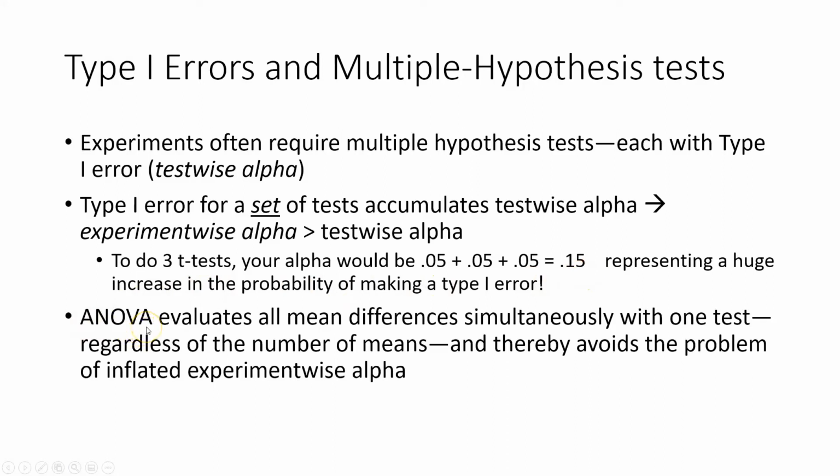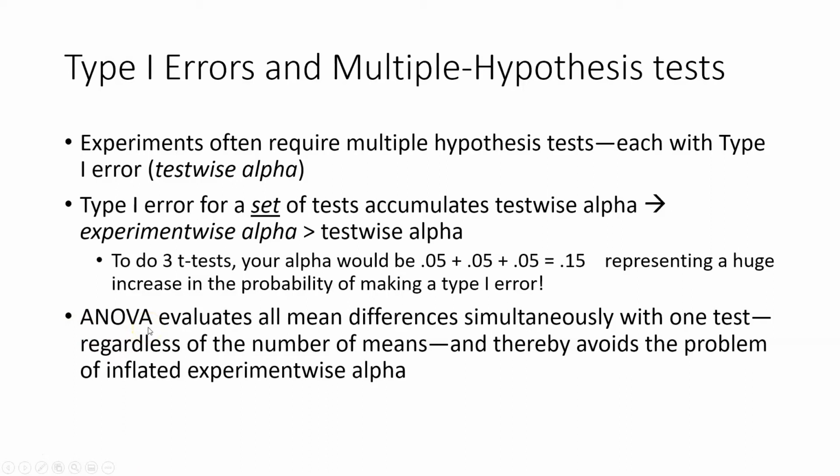ANOVA allows us to evaluate all the mean differences simultaneously with just one test, regardless of the number of means. Even if there were 10 different populations we were comparing, we could compare all 10 populations to each other and see if there are any differences among any of those populations. And thereby we would avoid the problem of inflated experiment-wise alpha, because the ANOVA has one alpha level.